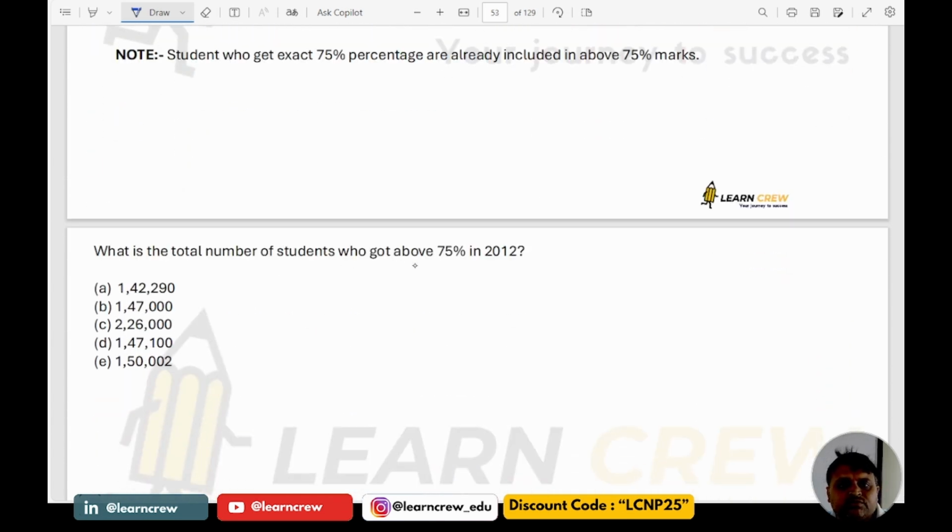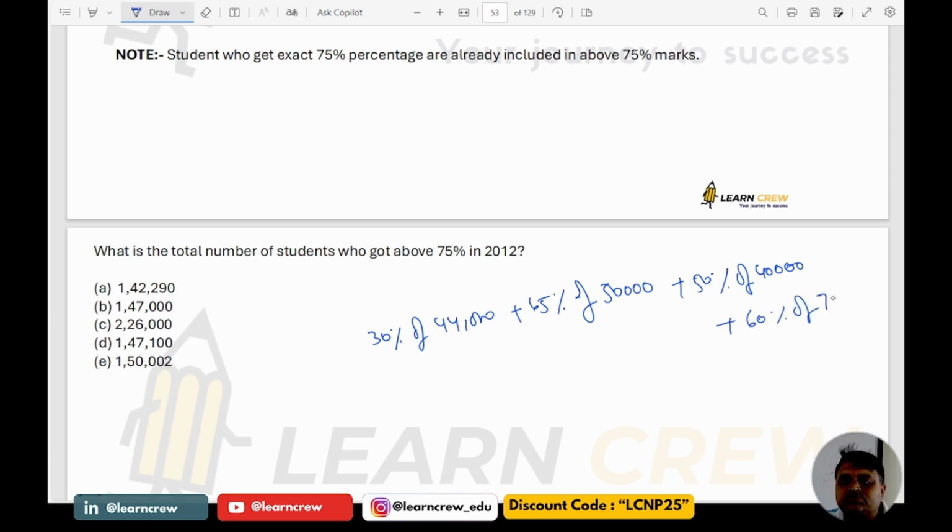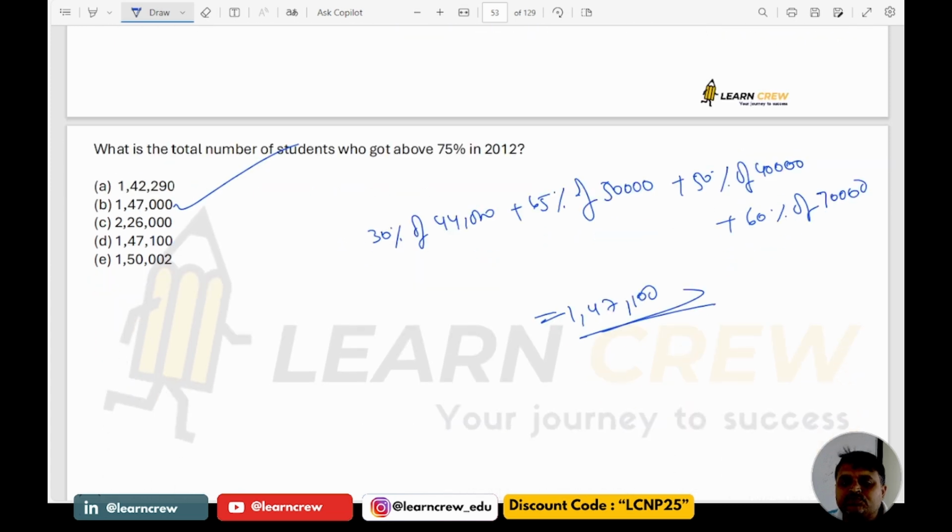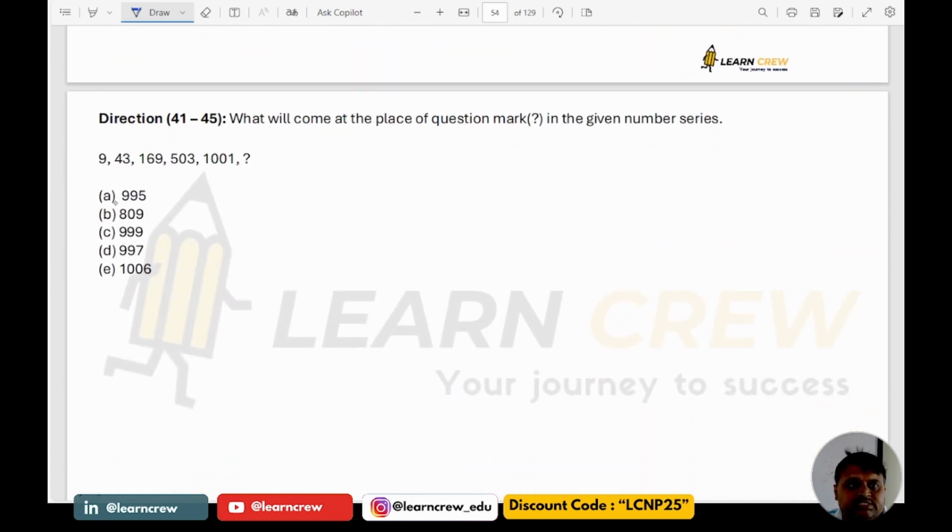What is the total number of students who got above 70 percentage in 2012? So 30 percentage of 44,000 plus 65 percentage of 50,000 plus 50 percentage of 40,000 plus 60 percentage of 70,000 is the total value. If you add all these, you will get 1,47,100. So the answer is option B. Now next question, based on series.